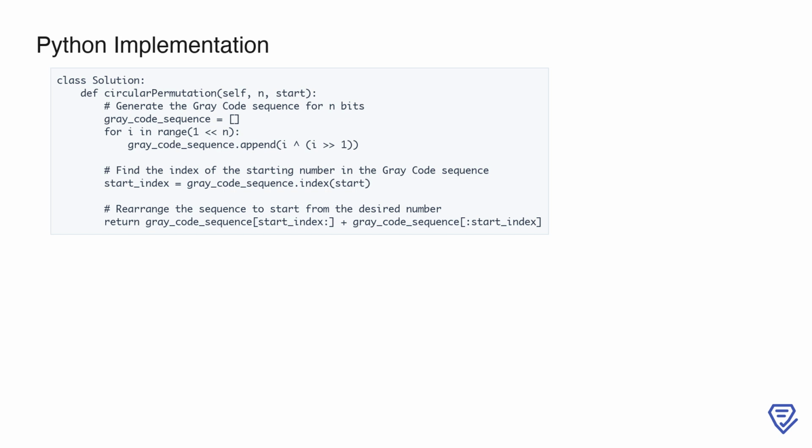The algorithm is efficient with a time complexity of 2^n, as it generates all gray code numbers and performs a linear search for the start index. The solution handles all edge cases, including scenarios where the sequence wraps around due to the circular arrangement.